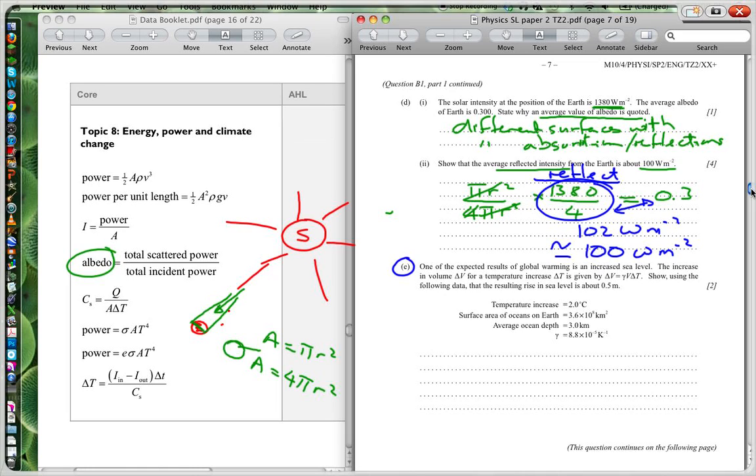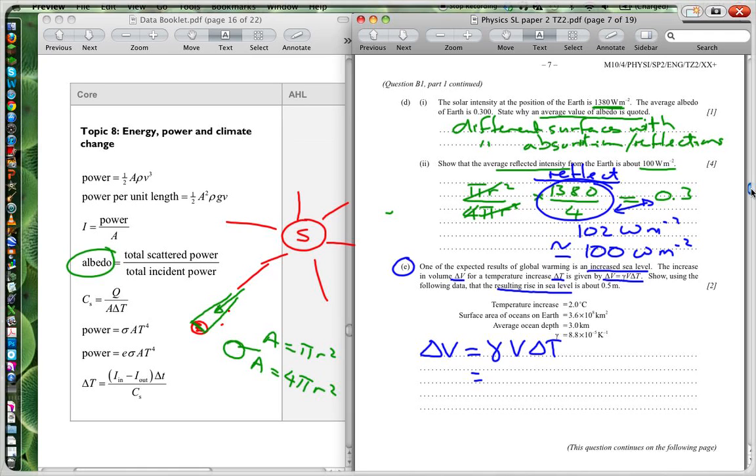The last question here: one of the expected results of global warming is an increased sea level. The change in volume for temperature increase delta T is given by this formula. Show using the following data that the resulting rise in sea level is about 0.5 meters. So we have here our change in volume is equal to our constant, the coefficient of expansion, times our volume times our change in temperature.